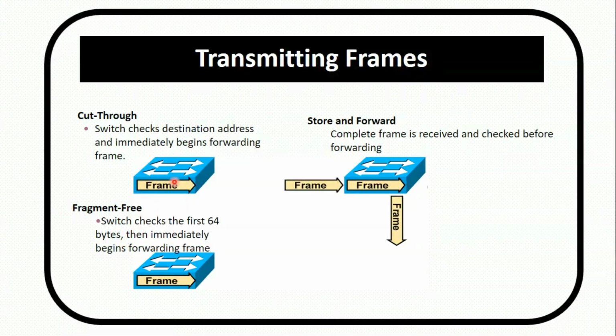Fragment free is the hybrid one. It works as a cut through and a store and forward. This switch waits for the first 64 bits. After that, it forwards the packet. You may think, why is it taking the first 64 bits? Because most of the errors and collisions occur during the first 64 bits. So that is the reason it is taking the first 64 bits. Once this is done, it immediately forwards the frames.